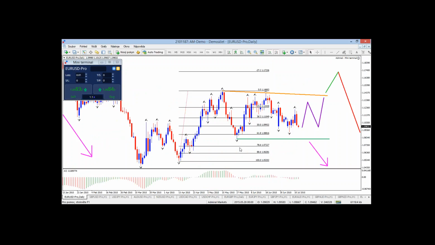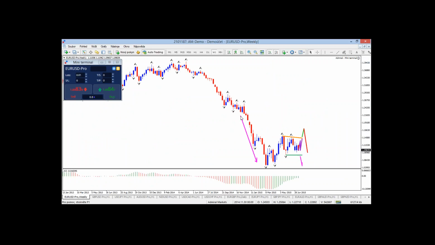Euro dollar, daily chart. This is what I'm expecting. I already have it prepared so it's easier to see. We had strong momentum, of course, on the weekly chart to the downside. We've talked about that many times, but just in case anyone is joining for the first time, there's a strong momentum that happened 2014, beginning of this year. This is very corrective.